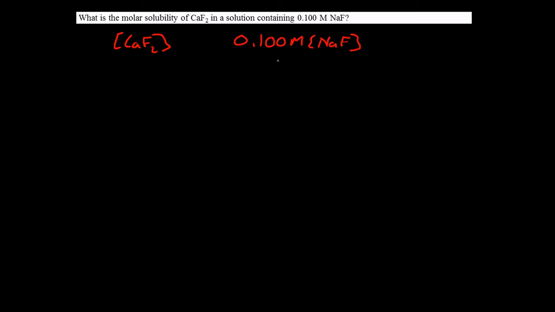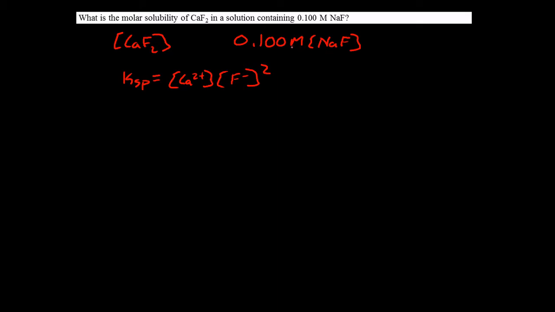We need to try to figure out what are the concentrations of calcium and fluorine in these solutions. The nice thing is we actually already know the concentration of the fluoride. So if you remember here, KSP for the calcium fluoride is going to be calcium 2+ times fluoride squared, because we're going to have 2 of those. We actually already know fluoride, because the sodium fluoride here is completely soluble. All of that is going to go into solution.